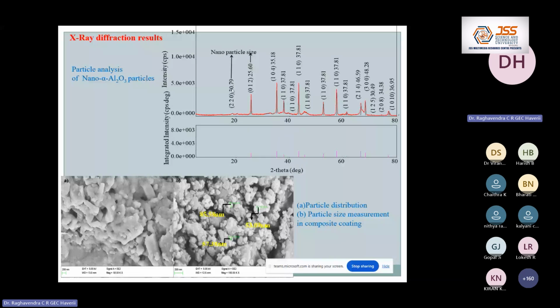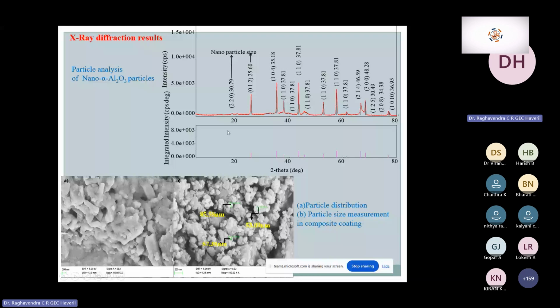And if you check the highest peak at around 40 degrees, we have 35.18, which shows that the maximum amount of particles falls within this highest peak of intensity, at 35.18 and 37.81 nm size. Even in further peaks we have 37.81. The minimum is around 25, 25.60 with the structure of 012. This is how it shows the particle size.